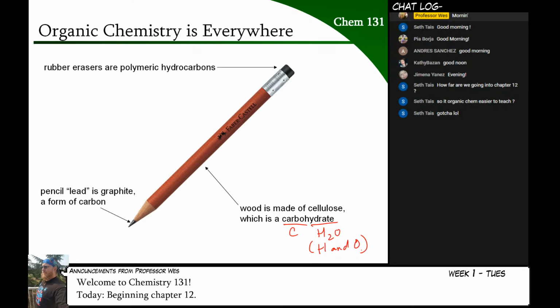Your clothes are organic. They're made of polyester or cotton or silk. They all contain carbon. Silk is actually special. It's a protein, so it contains more than just carbon. I mean, all of these contain more than just carbon, but proteins are special, and we'll talk about proteins later. But everything we interact with is virtually organic.